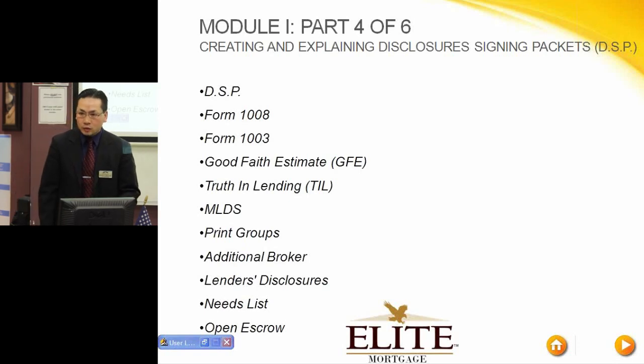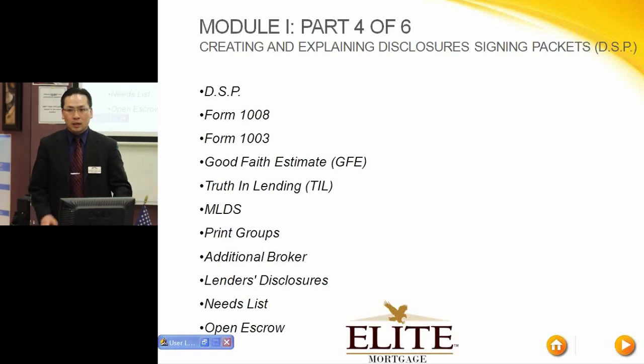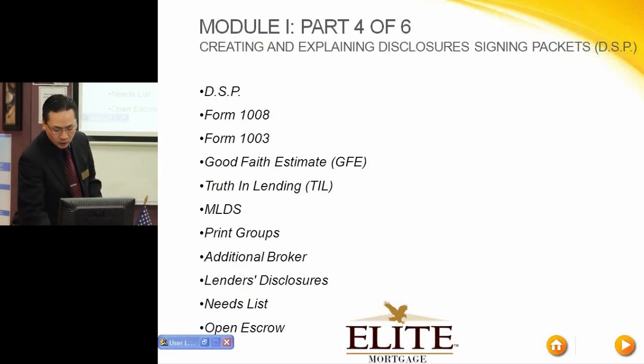Print groups, I'll show you how to use those. The print groups are very simple. You don't need to remember what's in the disclosure; we've already done the thinking for you. Hit a button and it prints out all the required disclosures. Then there's the additional broker lender disclosure, which should be one sentence there.